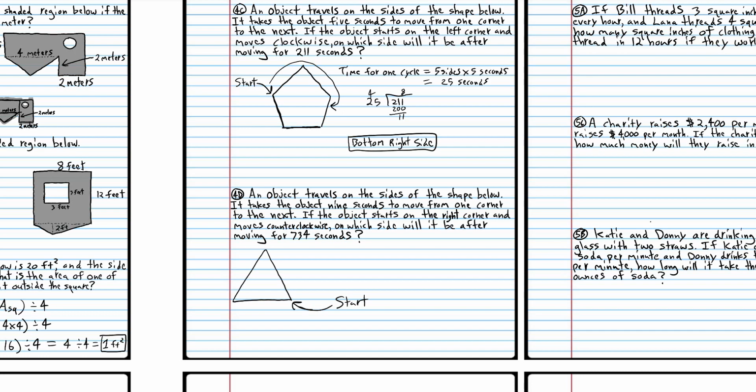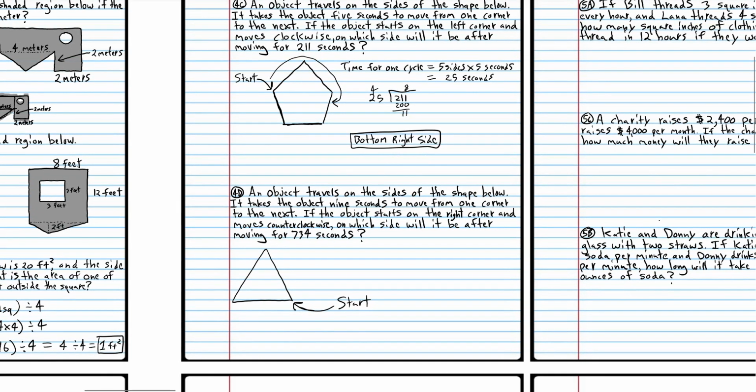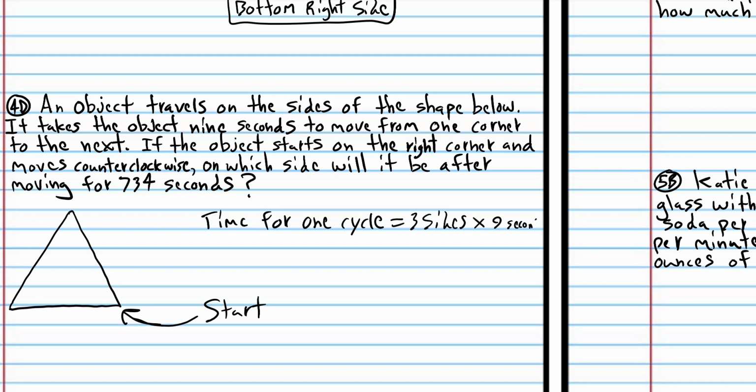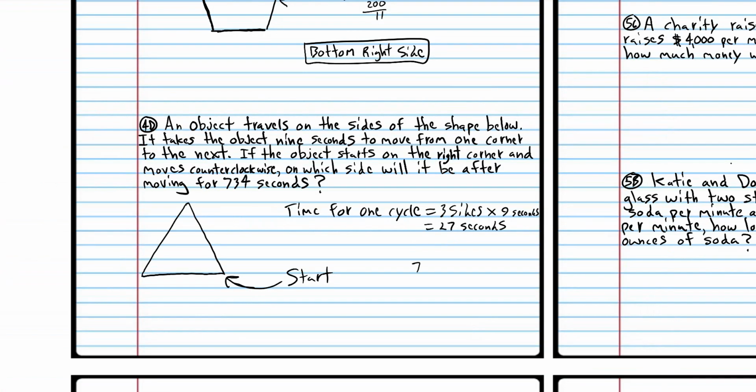All right, we're back. So first step is figure out time for one cycle, which is 9 seconds, and it's 3 sides. So 3 sides times 9 seconds equals 27 seconds. Then we have to see how many times 27 goes into 734.